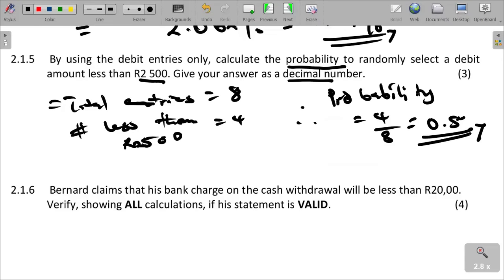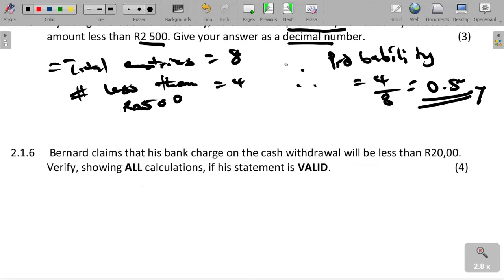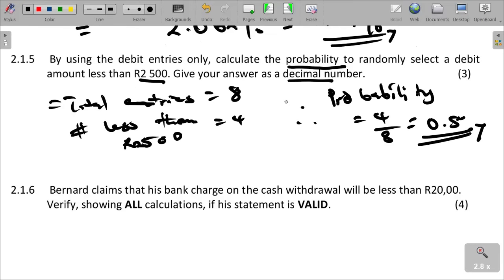4 over 8 is half, which is 0.5. That is what is supposed to be understood in this case. Total entries is 8, and the number less than 2.5 is 4. So the probability is 4 over 8, which is 0.5.